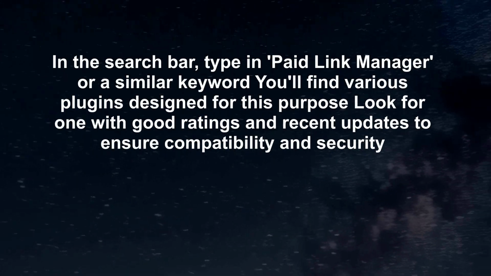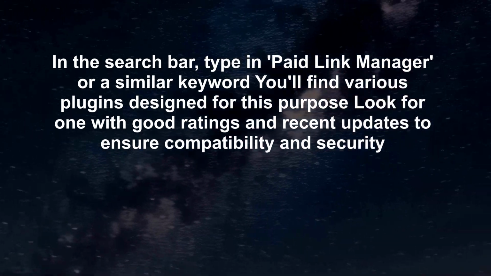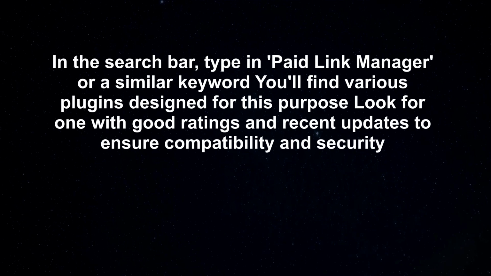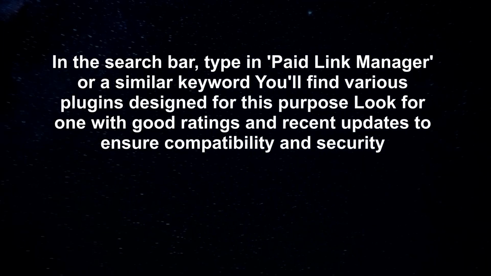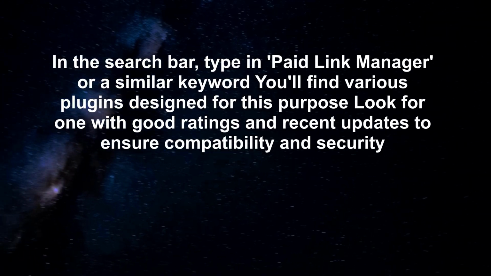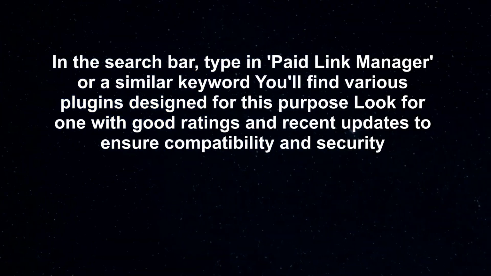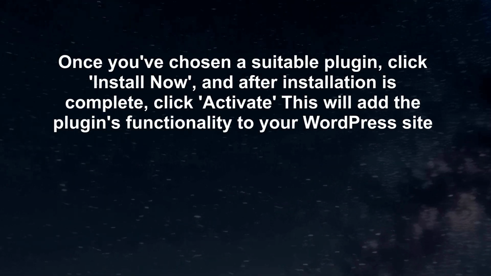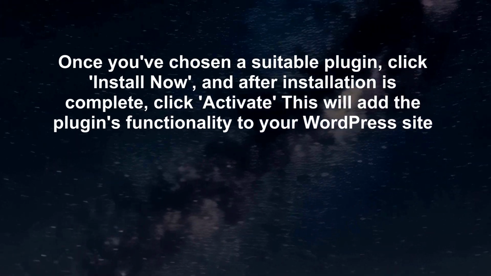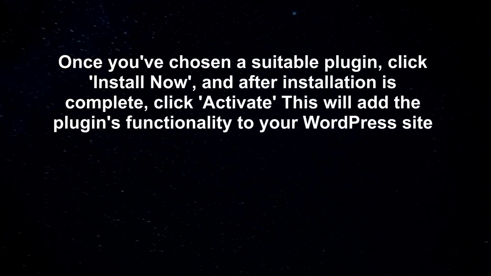In the search bar, type in Paid Link Manager or a similar keyword. You'll find various plugins designed for this purpose. Look for one with good ratings and recent updates to ensure compatibility and security. Once you've chosen a suitable plugin, click Install Now, and after installation is complete, click Activate. This will add the plugin's functionality to your WordPress site.